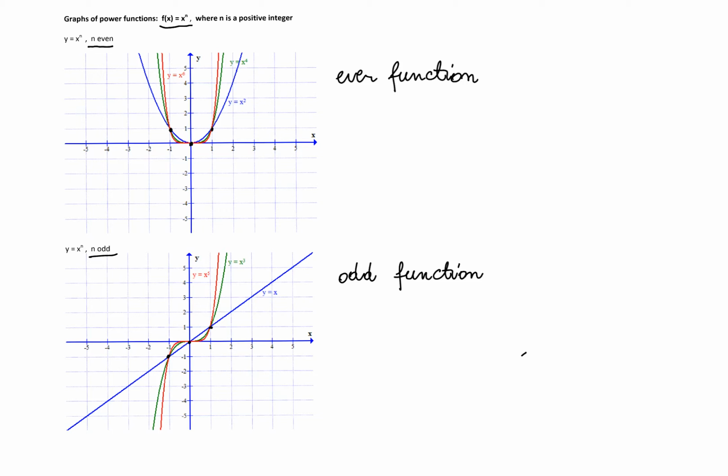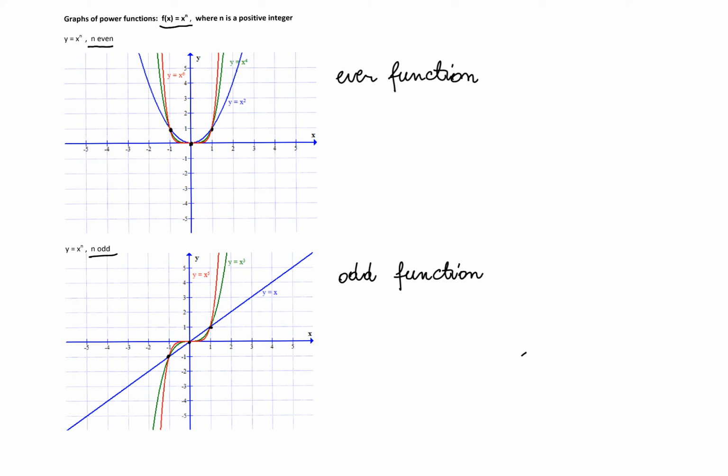When x is greater than 1, then the larger power of x will result in a larger value, and therefore the graph of x to the 4th is above the graph of x to the 2nd, and the graph of x to the 6th is above the graph of x to the 4th. We can notice the same behavior for n odd and x positive.